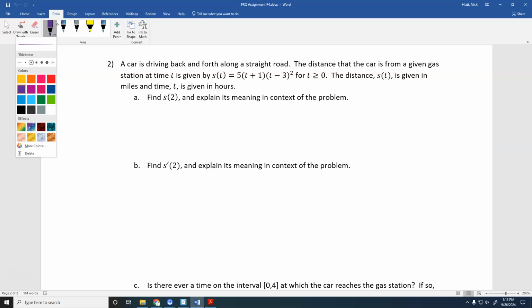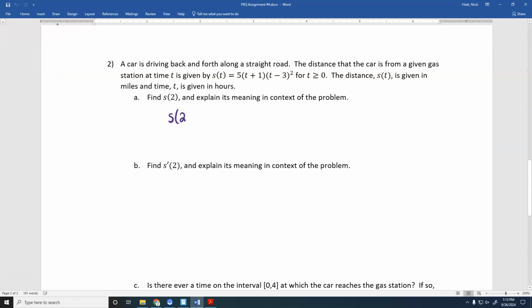So S of 2, we're just plugging in 2. This is not really a calculus problem. We're doing 5 times 2 plus 1 times 2 minus 3 squared. And technically, you don't have to even simplify that, but for you to write a sentence about this, it's going to be a whole lot easier if it's just a number. So I would simplify this. It's going to be 5 times 3 times negative 1 squared, and that is just going to be 15.